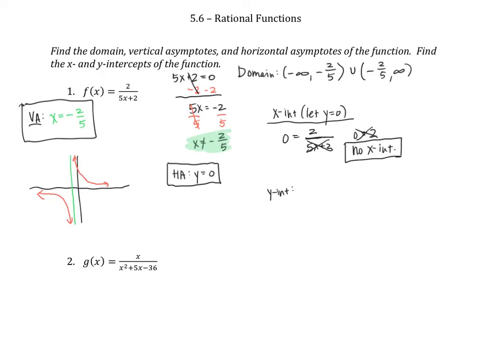The y-intercept, you're going to let x be 0. So we'll have y equals 2 over 5 times 0 plus 2. Well, that's going to be 2 over 2, which is 1. So your y-intercept is going to be 0, 1. And now we found all the pieces that we need.